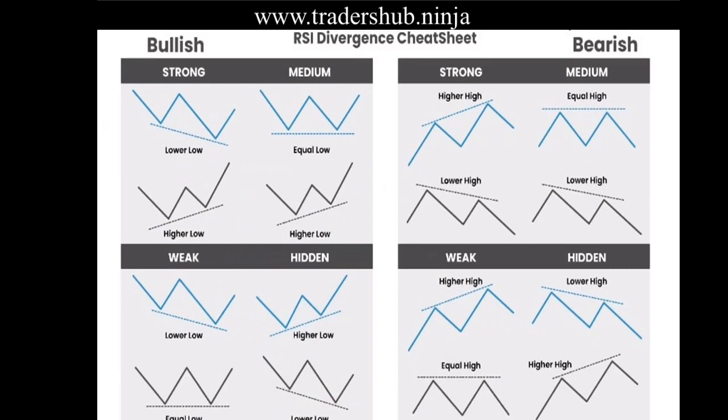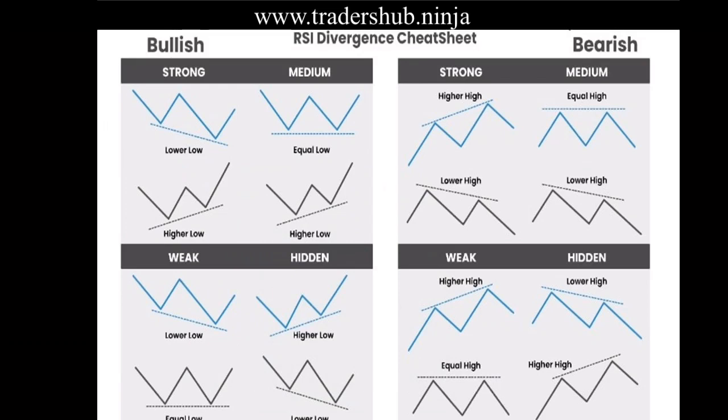Bullish divergence and bearish divergence include strong, medium, weak and hidden. Market moving lower lows, RSI moving higher lows. This indicates a strong bullish divergence. Market makes equal lows, RSI makes higher lows. Here it suggests a medium bullish divergence.